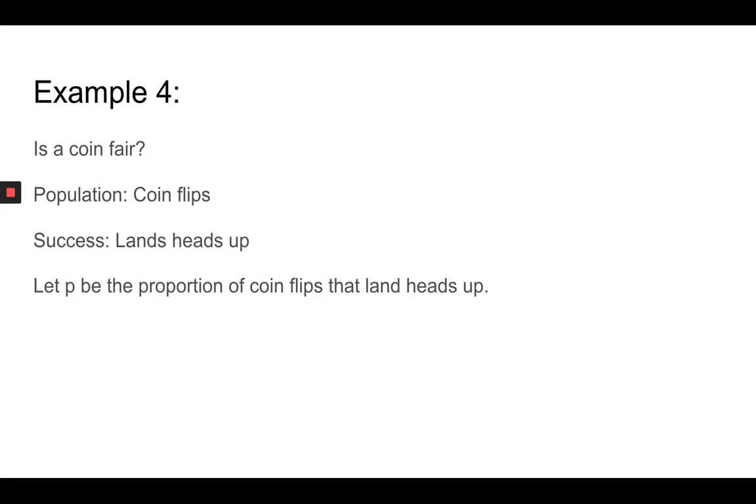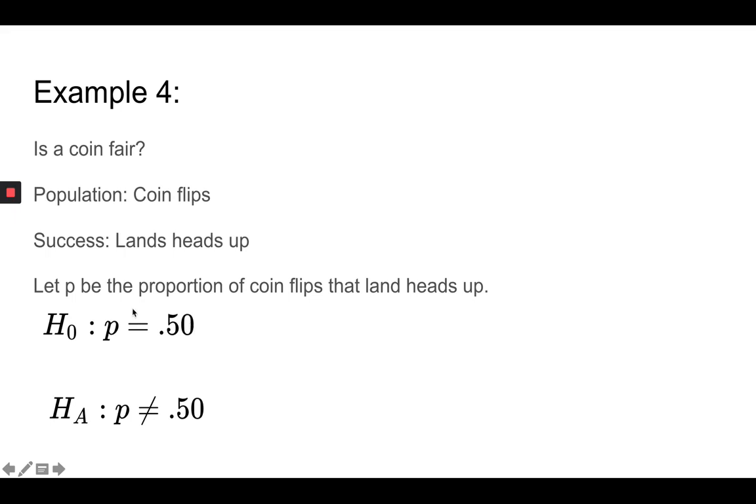One more example. Is a coin fair? We're flipping a coin over and over again. We want to know, do we get 50% heads, 50% tails? So our population will be coin flips, and for success, we'll just randomly say heads is success. We could have easily chosen tails, but I chose heads. So P then will be the proportion of heads. We would expect, if the coin were fair, that we would get 50% heads. So our null hypothesis is the coin's fair, 50% heads.